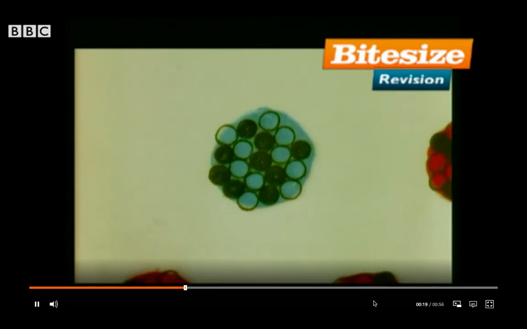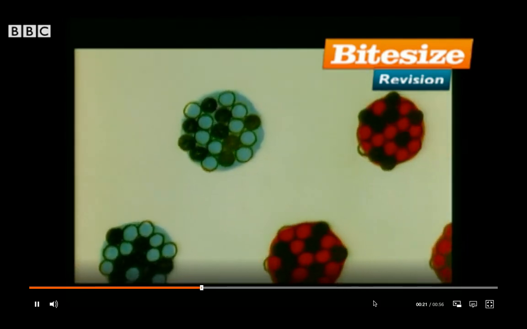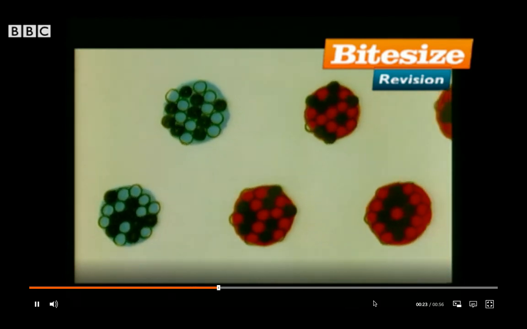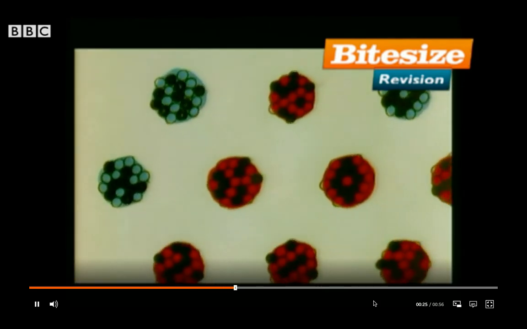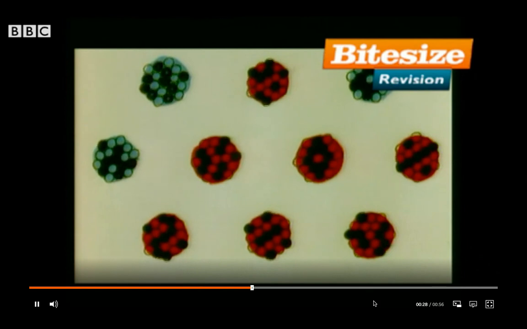But when you look at a large number of atoms altogether, it's clear that on average, some radioactive materials decay much faster than others. The average time it takes half the atoms in a large sample to decay is called the half-life.